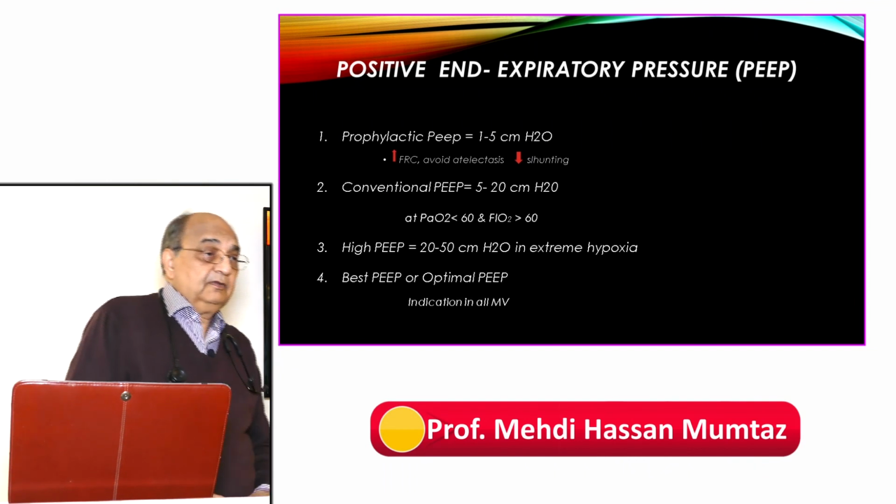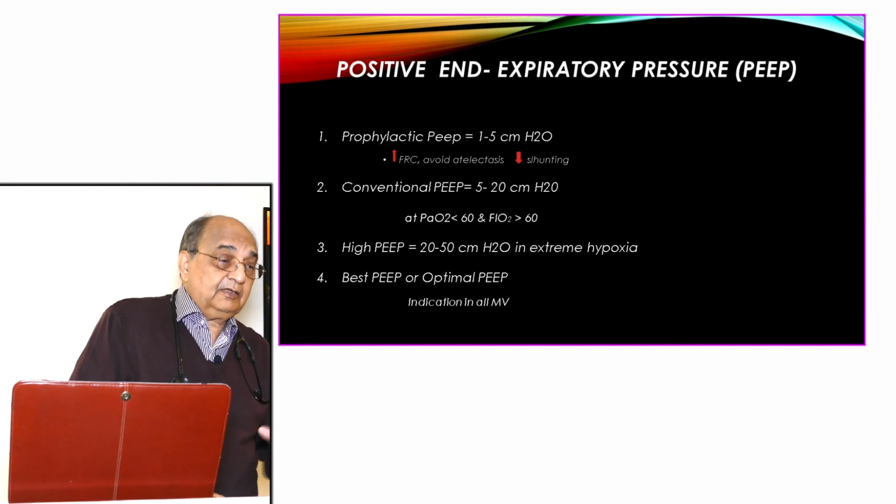Where does shunting happen? Either if the blood is not coming there, or the blood is not coming in contact with the gases which are going there.